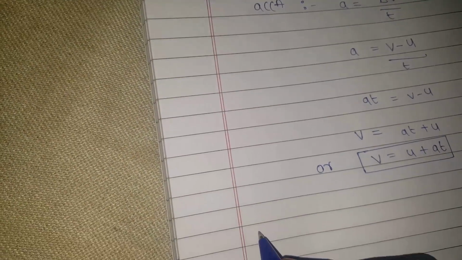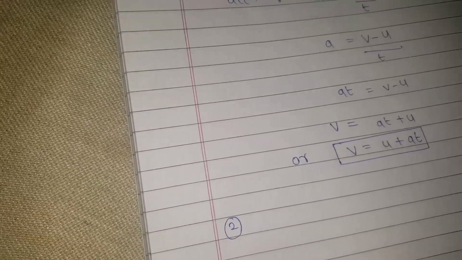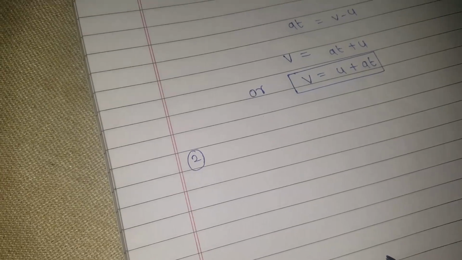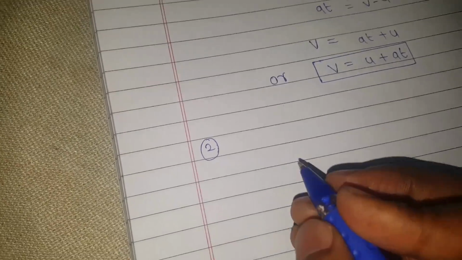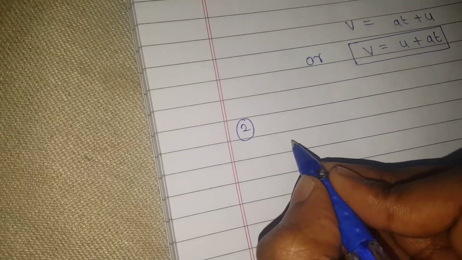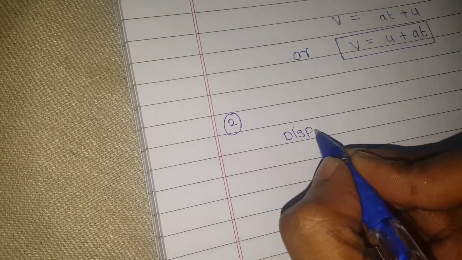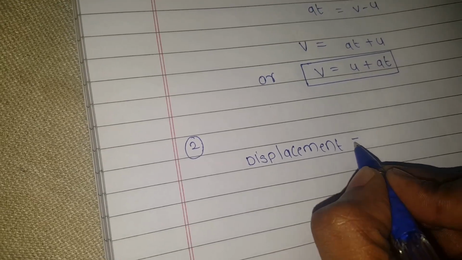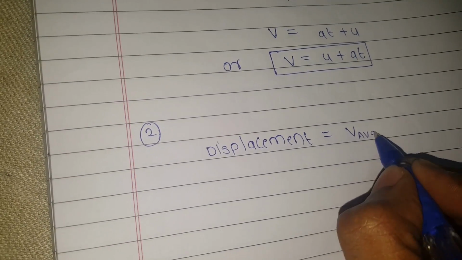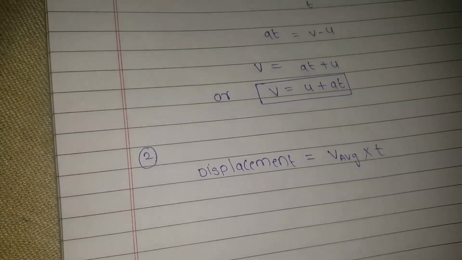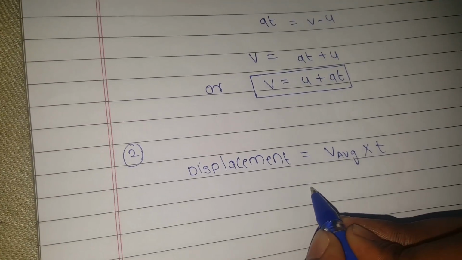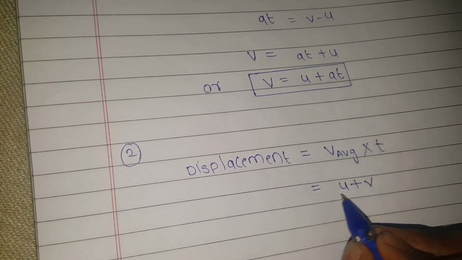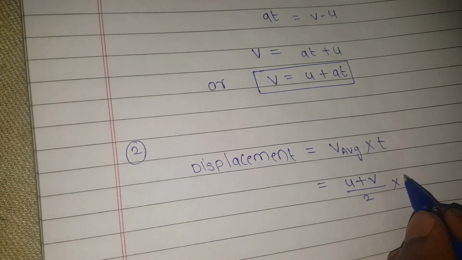Now let us derive the second equation of motion. So in the second and third equations of motion, we have to start with displacement. So let us start with displacement. We know that displacement is equal to average velocity into time. So what is average velocity? We know that average velocity is initial velocity plus final velocity upon 2, into time as it is.